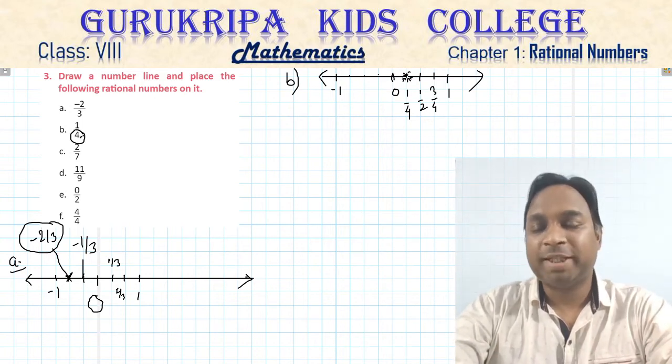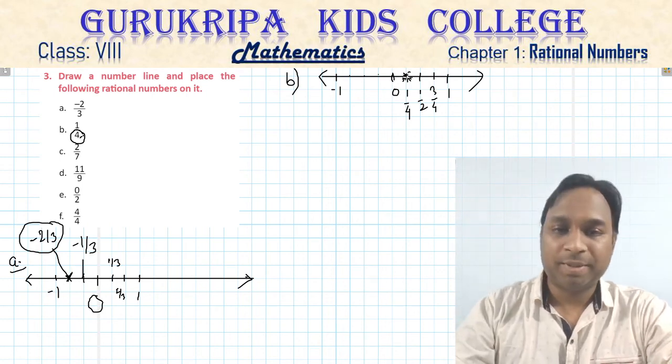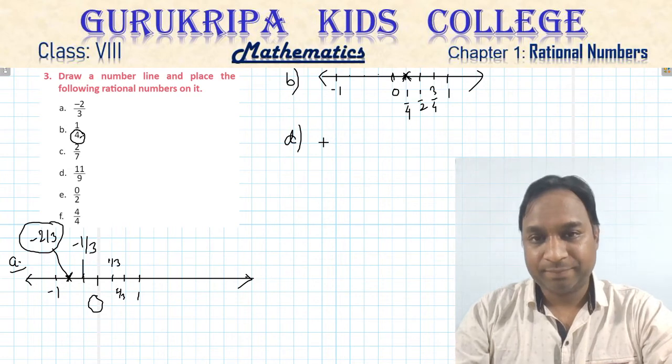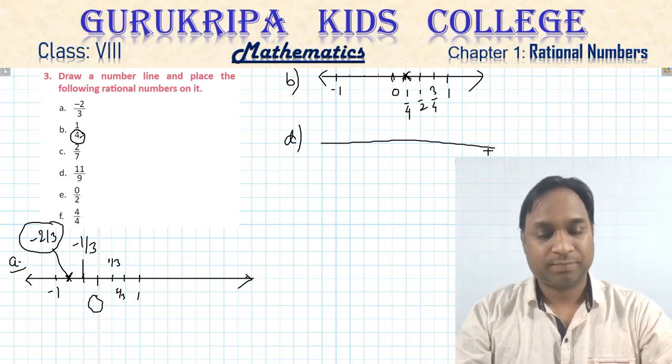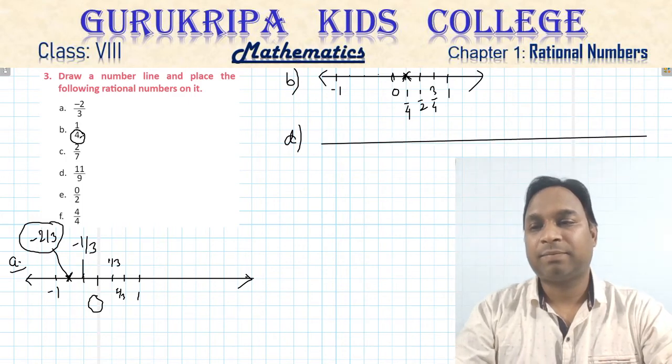2 by 7, very similar. You should have 7 places in between two numbers. I'll draw the fourth one. 11 by 9. Always use a scale to draw the line like this.